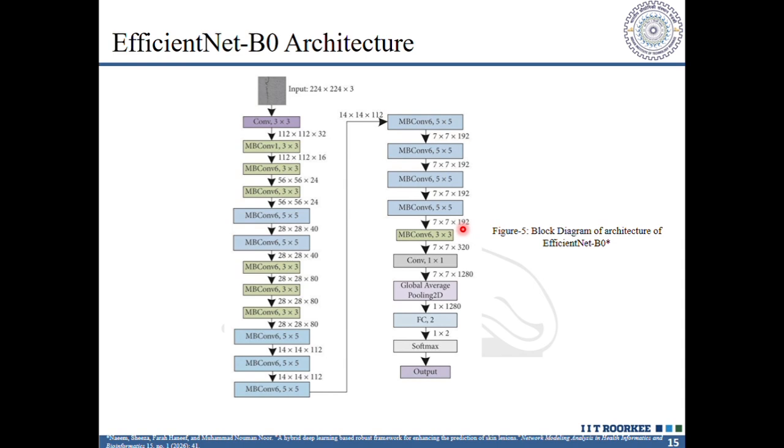This is the block diagram of the architecture of EfficientNet B0. Same here, it has convolution layers, MB convolution layers, and these layers are used. EfficientNet B0 is a transfer learning model pre-trained on the ImageNet dataset. It provides better feature extraction capability and improved classification performance.